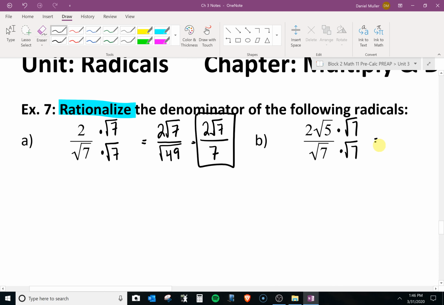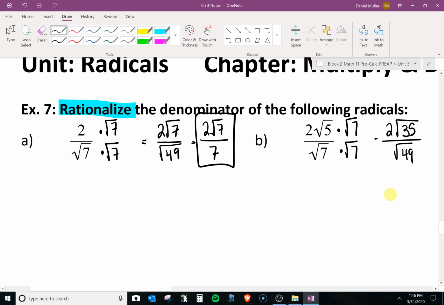So the outside number here is a 2. There's no outside number here, so I'll have a 2. And the square root is a 5. The inside number is a 5, and the inside number is a 7. So 7 times 5 is 35. On the bottom, there are no outside numbers, and the inside number is 49.